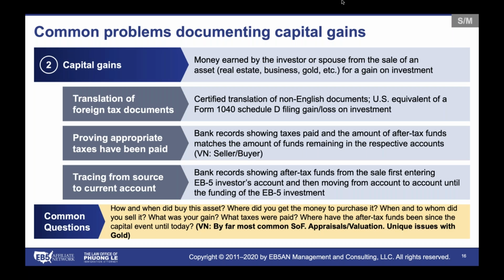This is Phu, and I'm glad Mike brought this up because this is probably the most common method that Vietnamese investors use to fund their EB-5 investments. And we'll go into it later on, but it's exactly like you mentioned. You might have a lot of money now, but you usually have to explain how you got the money to purchase your first piece of property or first piece of land. So that's going to be a key issue that a lot of investors face.